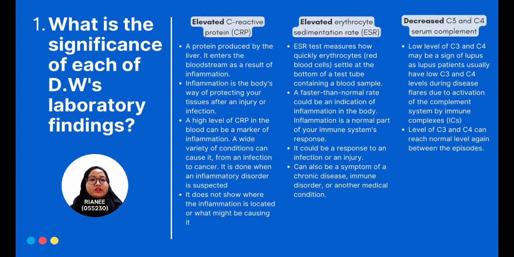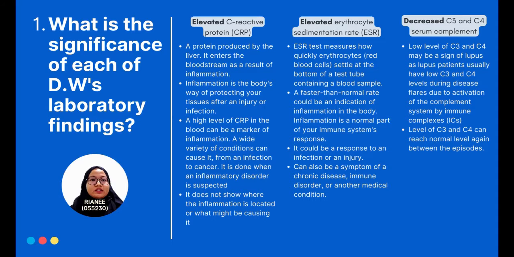Okay, next is elevated erythrocyte sedimentation rate. The ESR test measures how quickly erythrocytes settle at the bottom of a test tube containing a blood sample. A faster than normal rate could be an indication of inflammation in the body. Inflammation is a normal part of the immune system response. It could be a response to an infection or an injury. It also can be a symptom of a chronic disease, immune disorder, or another medical condition.